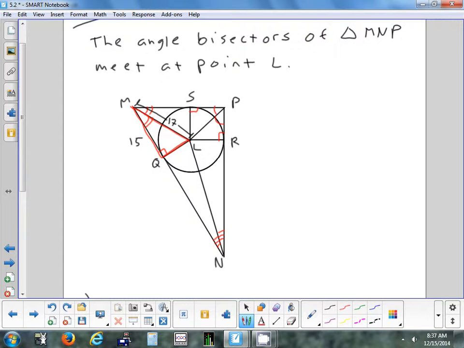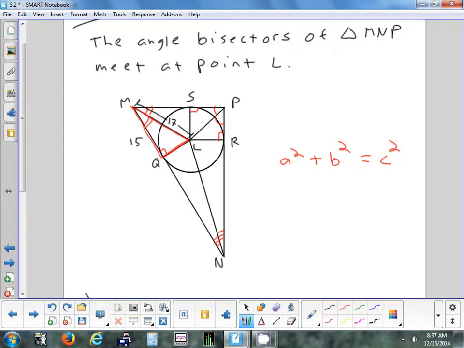So if we know 2 out of 3 sides in a right triangle, how can you get the third side? I think we did this last week. Yeah, the Pythagorean Theorem. So square one leg, square the other leg, add them up, and that's equal to the hypotenuse squared.